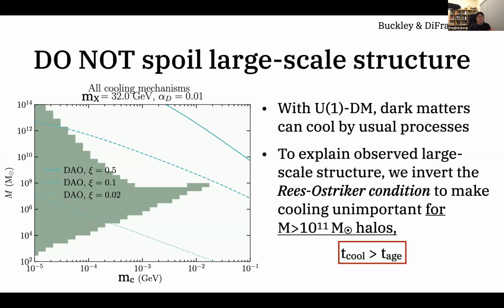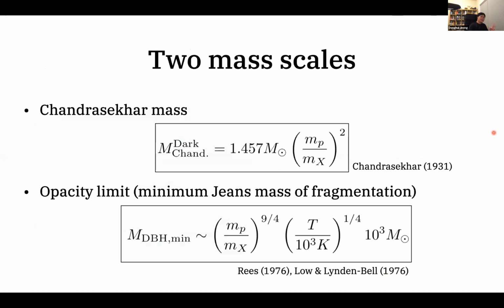The requirement is that the cooling time for those halos must be much, much longer than the age of the universe, which means that cooling basically shuts off. But for small halos, cooling is very efficient. We can sufficiently cool the dark matter to make collapsed objects, such as dark stars and dark black holes. And here there are two important mass scales.